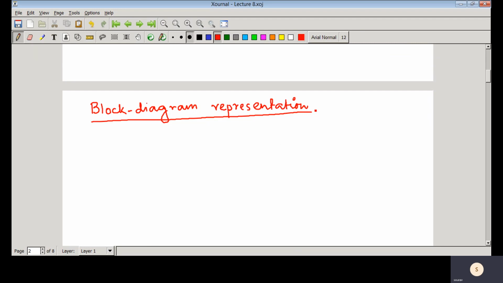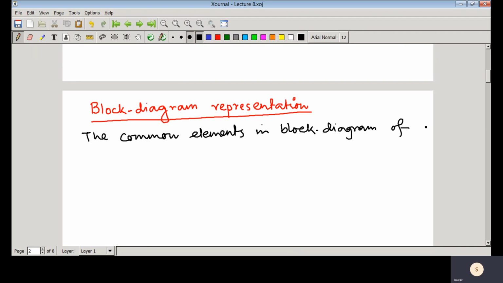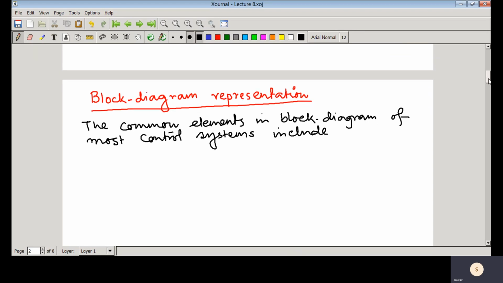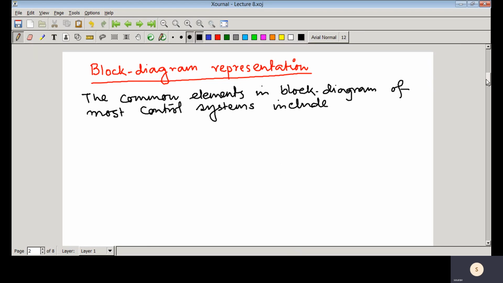The common elements in the block diagram of most control systems include comparator, then blocks representing individual transfer functions. So these are the main blocks involved in closed loop control systems.